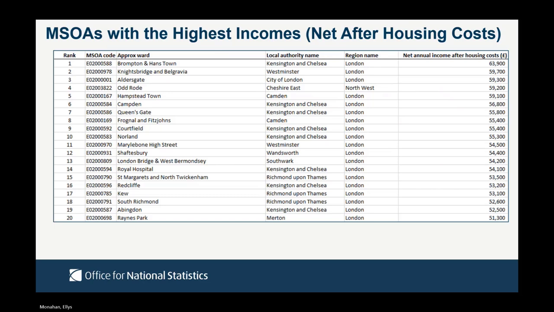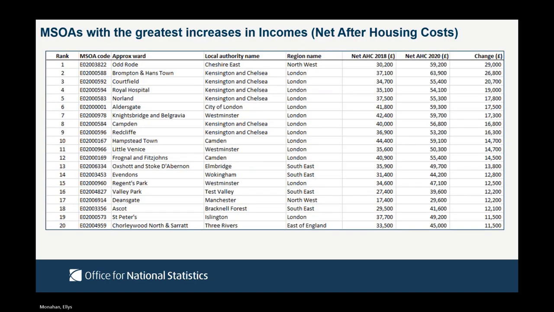And very briefly, here's an example of the output at the top of the list in terms of net after housing costs. A lot of the top 20, they're all in various parts of London with one exception. Next, please. And in terms of those with the greatest incomes, we can see a lot are in London, but we've also got a few in northwest, southeast. And if you know the areas, particularly if you work in a local authority that covers them, people can be familiar with what they are. These are the approximate ward names. Next.